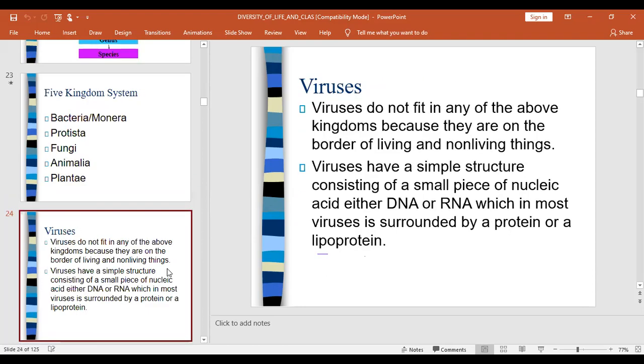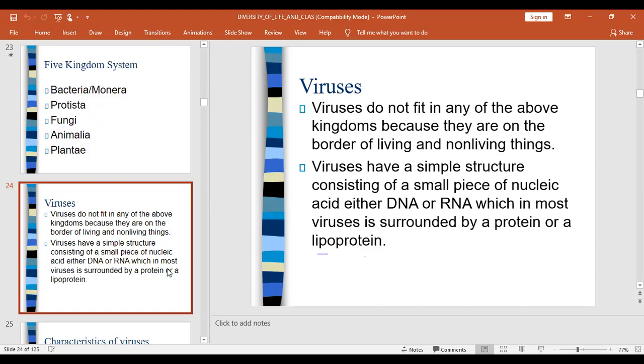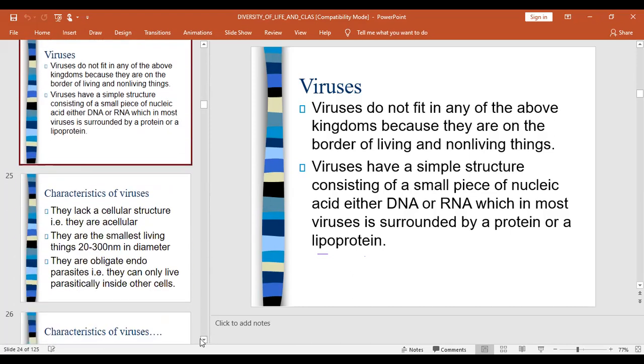But Margaret, you will discover that there is this organism called a virus, which cannot fit in any kingdom. Why? Because the virus is sometimes living, sometimes non-living. Do you know that any virus outside the cell is non-living? But inside the cell, it is very active. They have a very simple structure with a small piece of nucleic acid, which may be DNA or RNA, but they don't have any cellular structure. In fact, they don't have any of the cell organelles to make them real cells. Because of that, a virus is not considered a living organism.